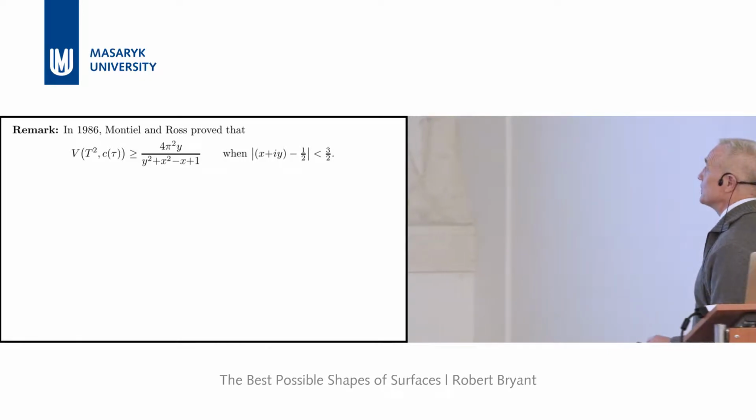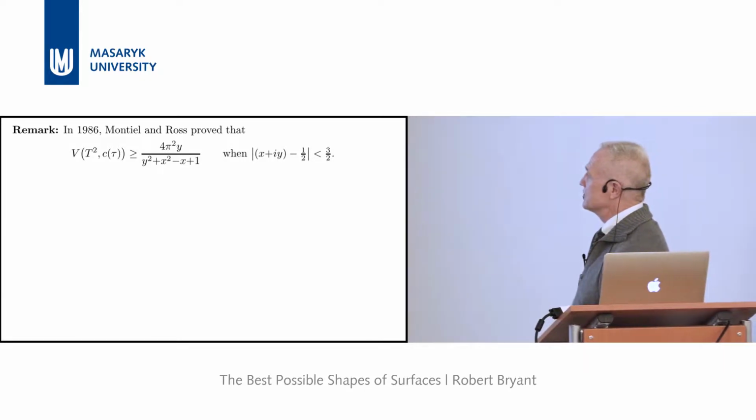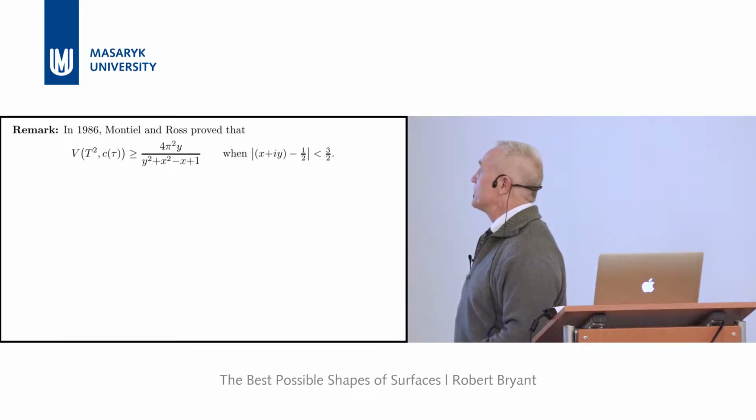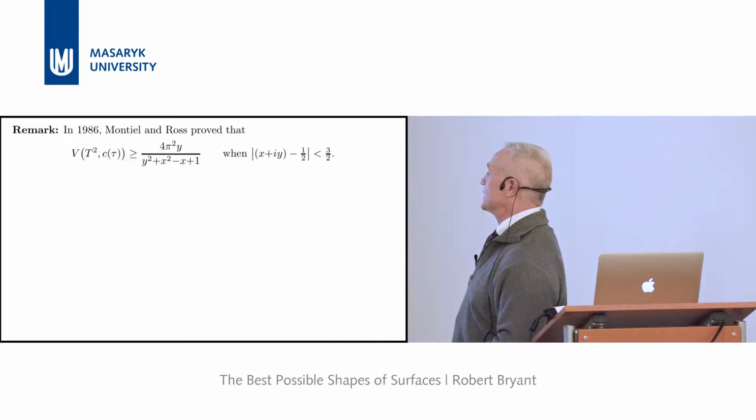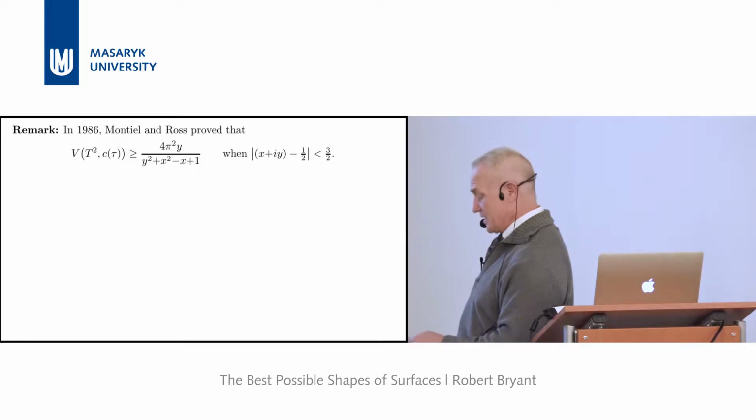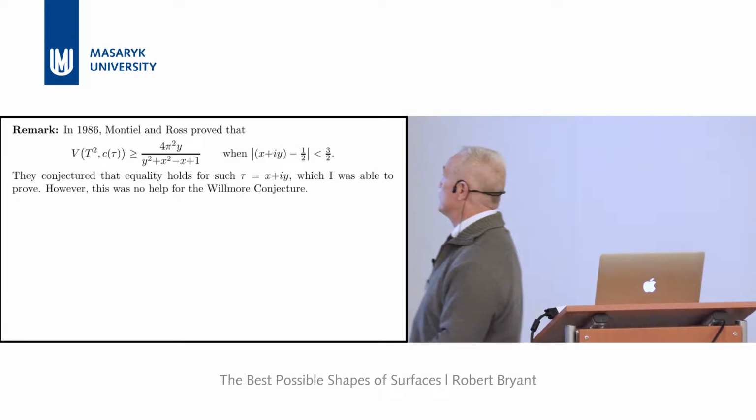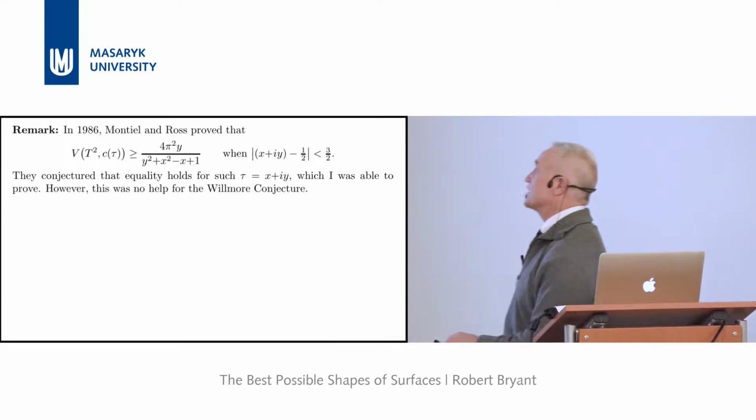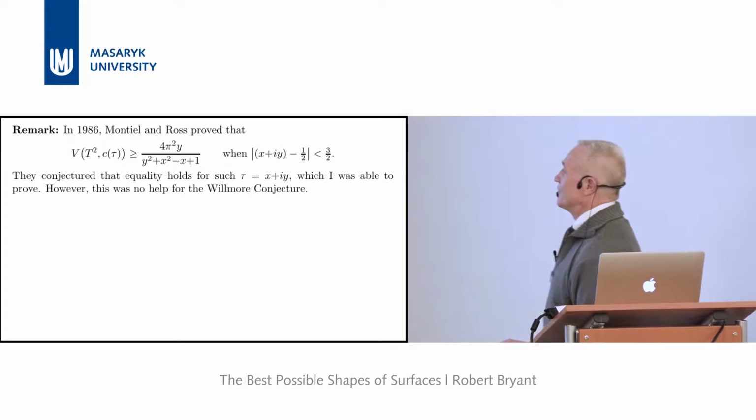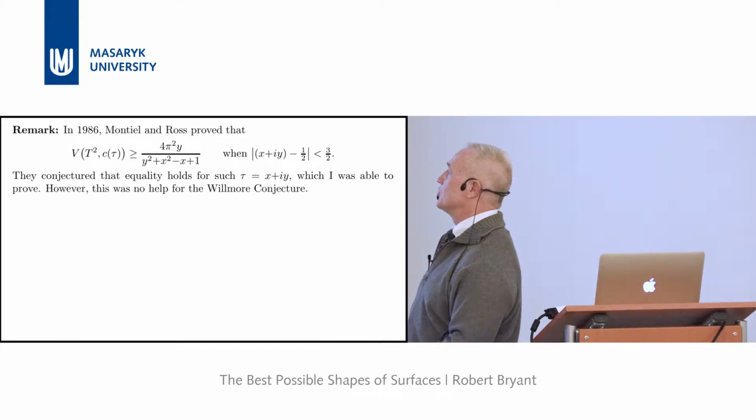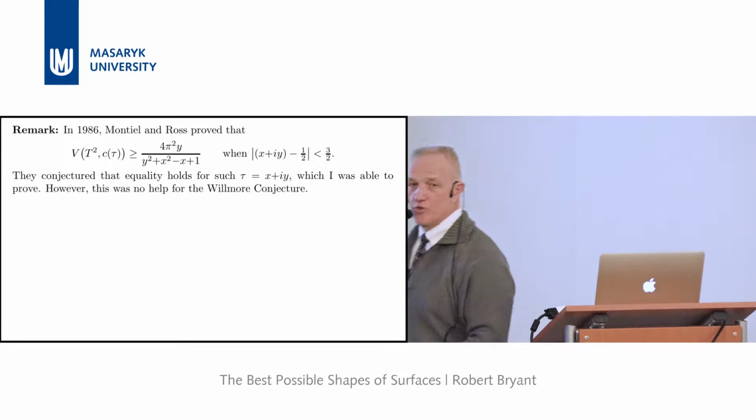In 1986, Montiel and Ross, that's a misprint there. There shouldn't be two S's there. It's Montiel and Ross. They gave an estimate for the conformal volume, again, in a slightly bigger region. And I was able to prove that conjecture. But unfortunately, it made the region larger where we had an estimate for the conformal volume, but it turned out not to help for the Willmore conjecture.